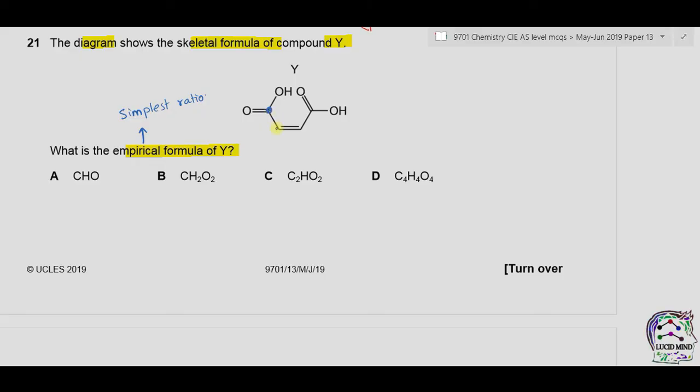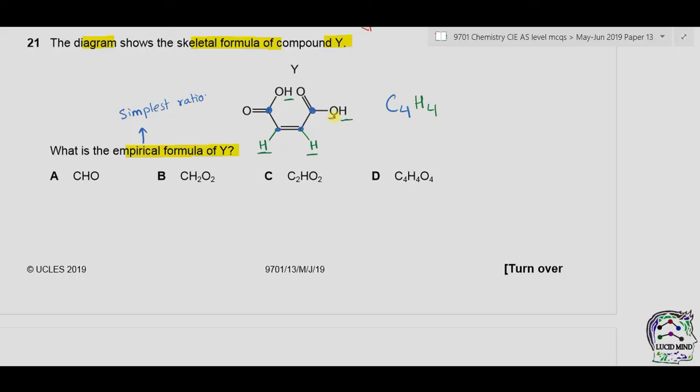We have 1, 2, 3, 4 carbon atoms. Also we can see that this carbon is making 3 bonds, so there must be 1 hydrogen. This is also making 3 bonds, so there must be 1 hydrogen. So there are 1, 2, 3, 4 hydrogen atoms present. So we can write H4.